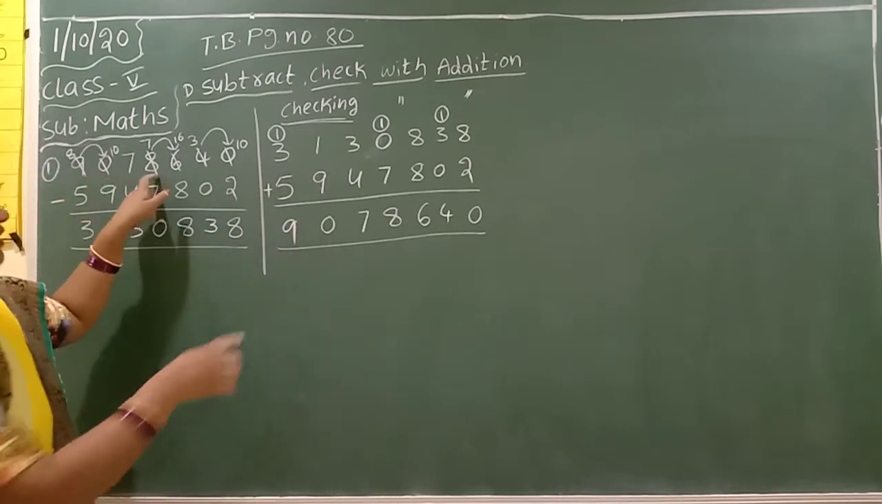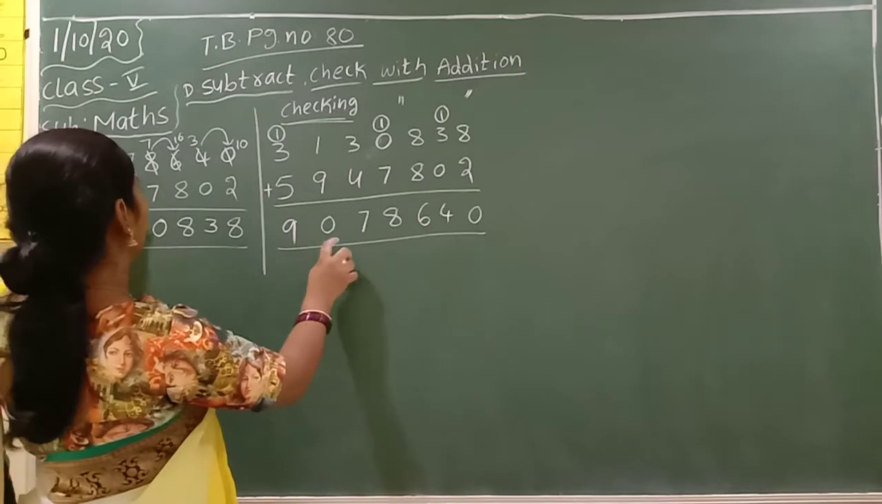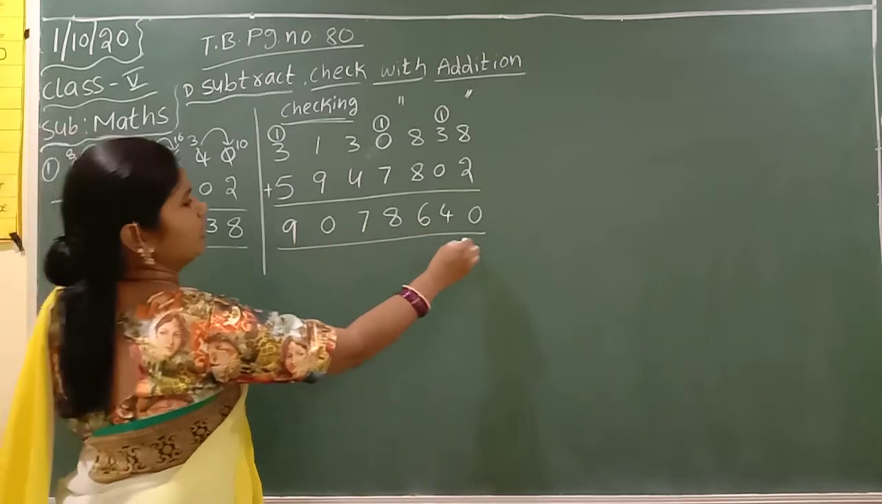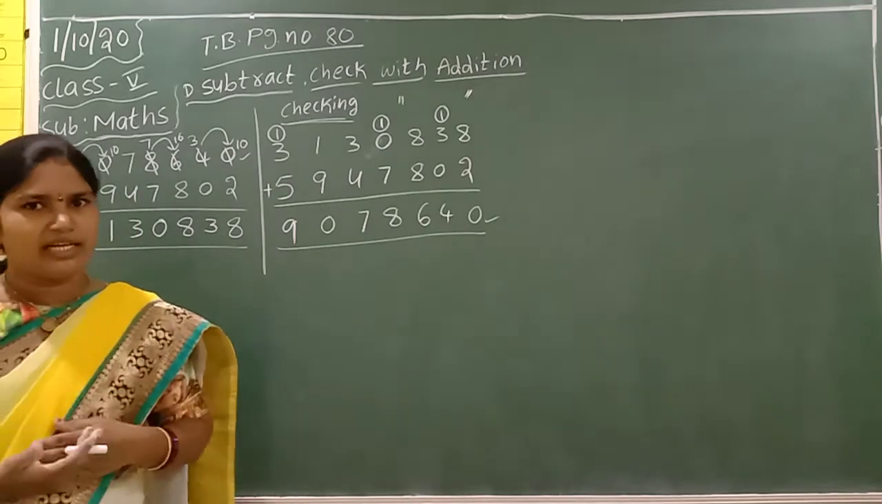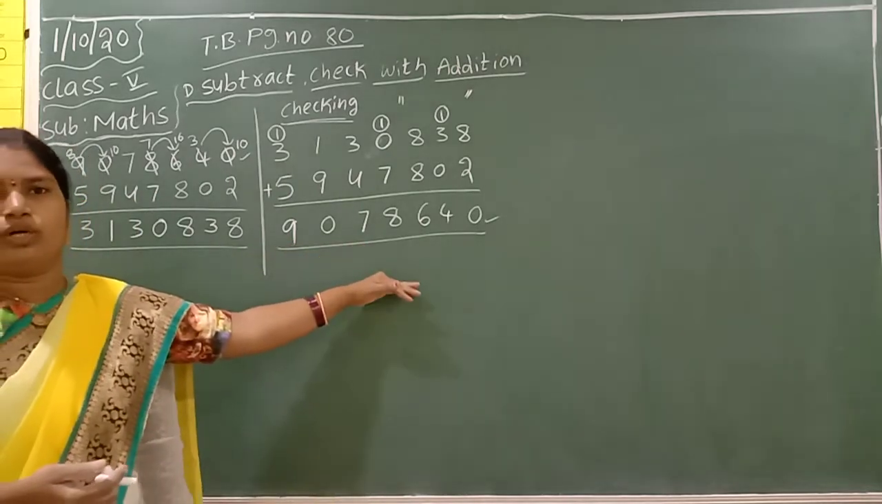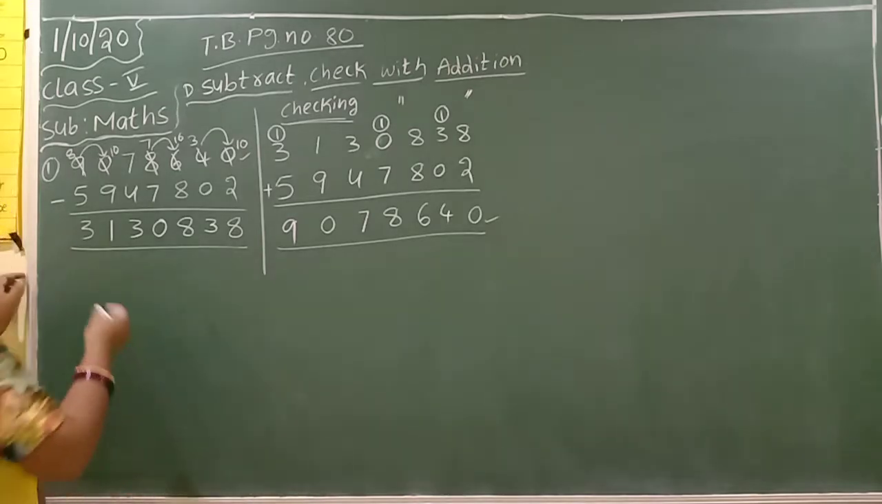See, is this one the same or not? 90,78,640. This one is the same, which means our answer is correct. If you have done anything wrong, the answer will be wrong. Next one.